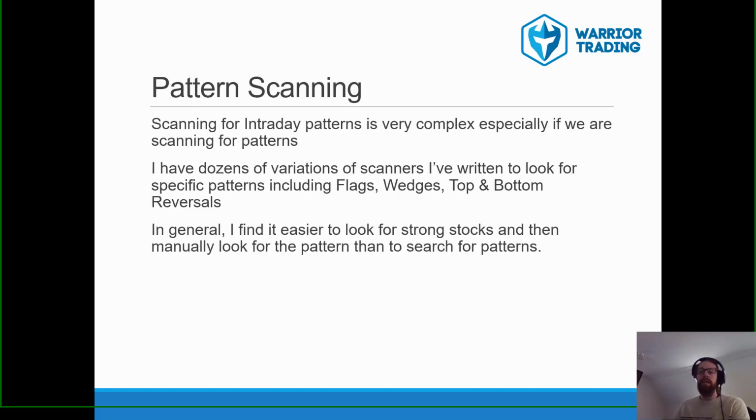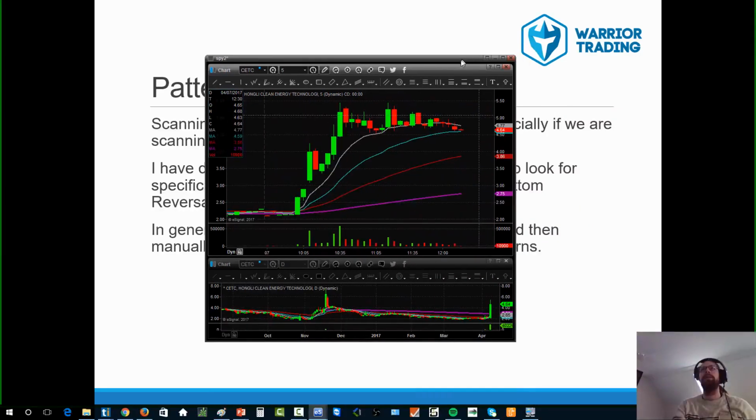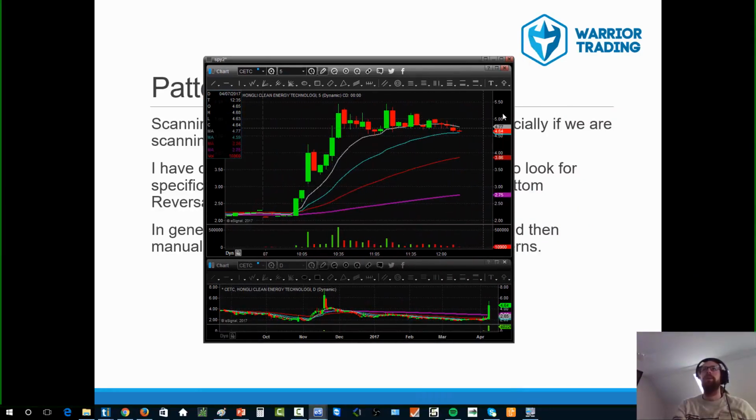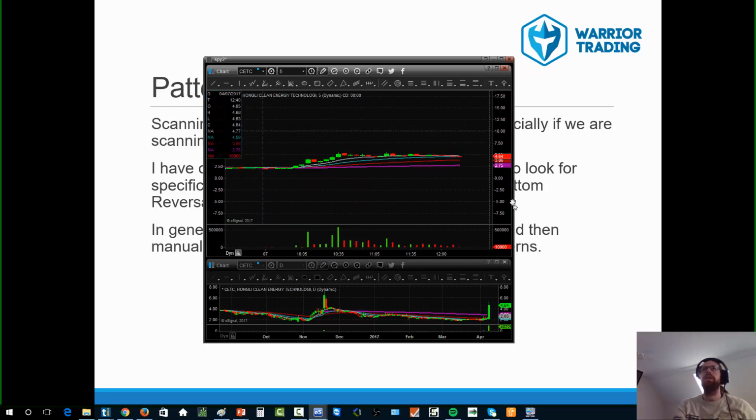All right, now when it comes to pattern scanning, this is something that's really complex, and even for advanced computer systems, scanning for patterns is not an easy thing to do. Let me just show you, for instance, here, I'm going to drag over this chart. This here kind of looks like a bull flag, but part of the reason it looks that way is because of the way we've oriented our chart. If we're looking at the chart like this, it doesn't really look like a bull flag. And so you think computers, they're basically looking at charts like this.